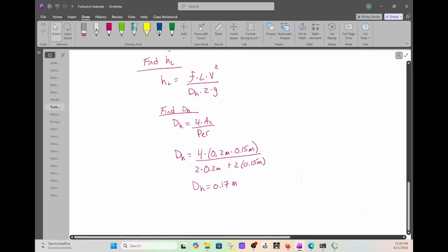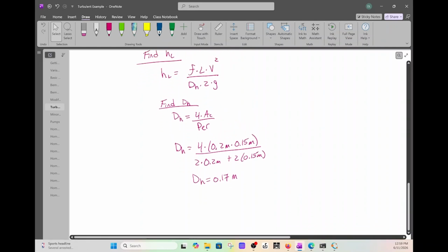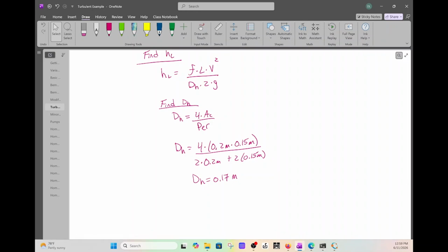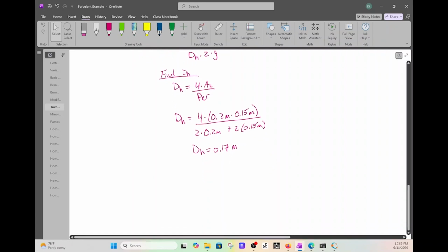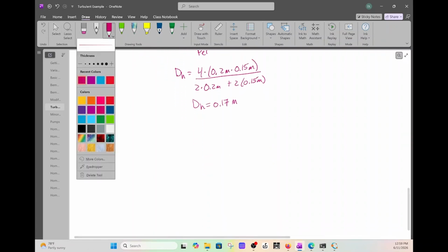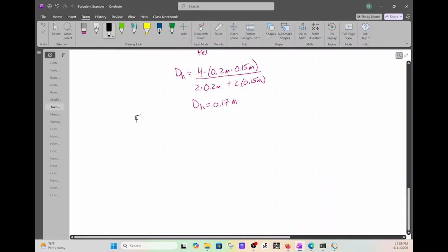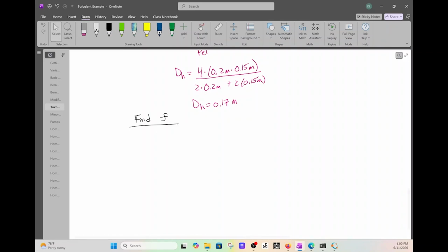All right, let's keep going. We have L, I believe we have V, we just don't have F. Okay, so we're going to put a heading here. Find F. The first thing you want to do is find the Reynolds number, especially with turbulent flow. Actually, I'll do this. Okay, watch. We'll find F because we need that. Turbulent flow, you'll find out that the Reynolds number, we could calculate the Reynolds number and it's turbulent.